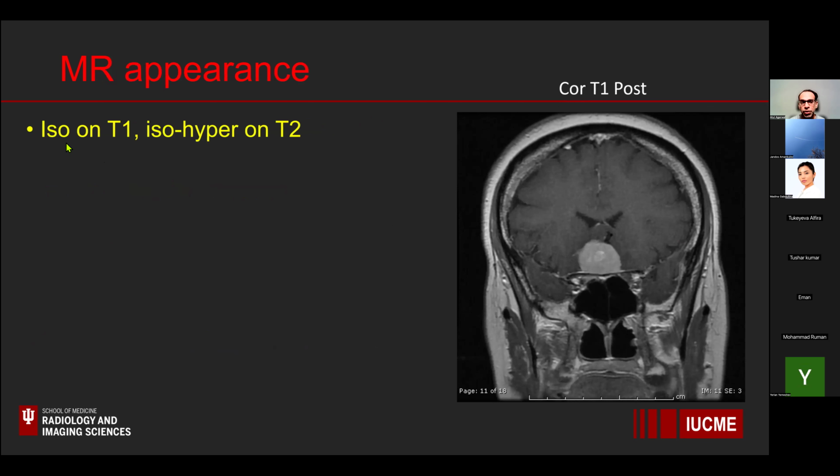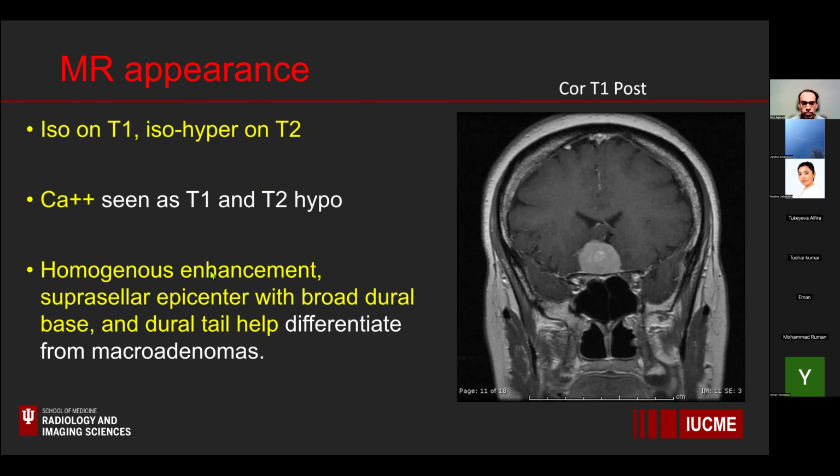As I mentioned earlier, these are usually isointense on T1 and T2, and that is why they're so difficult to see unless you give contrast. They can calcify, and that'll change the signal intensity on other series. Homogeneous enhancement is usually the hallmark, and the dural tails help differentiate this from a macroadenoma.